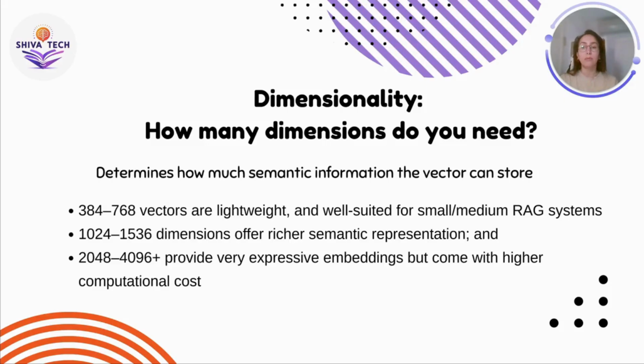There are bigger dimensions of 1024 to 1536. They offer richer semantic representation and are mostly used in domains that need more detailed information to be stored. And we also have dimensions with larger sizes of 2048 to 4096 plus. Models that cover these dimensions provide very expressive embeddings capturing way more detail of the information, but their computational cost would be high.